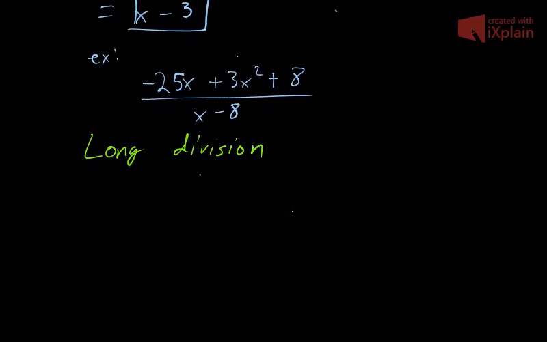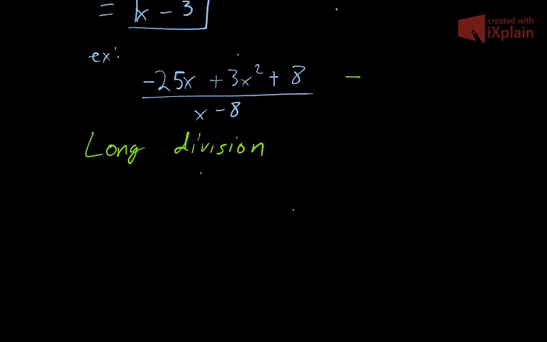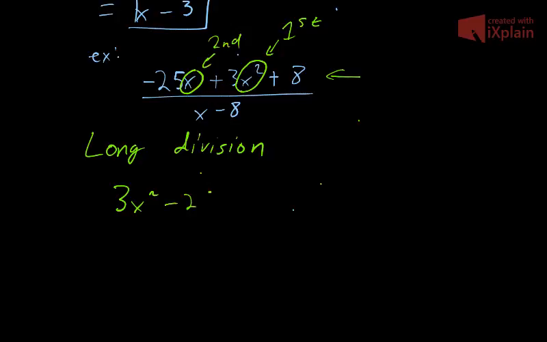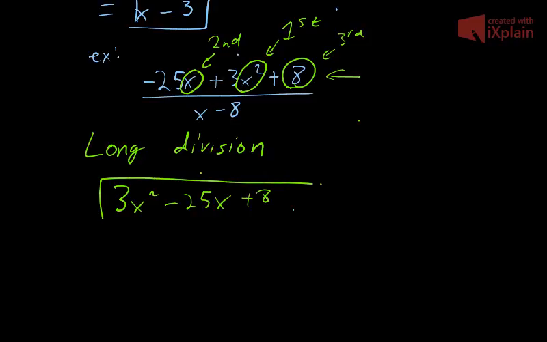What I'm going to want to do is start by writing this in standard form. What that means is I'm going to put my x's in order from the biggest x to the smallest x. My biggest x is the x squared, so this is going to go first. So I have 3x squared. This is going to go second: minus 25x. And then this has no x left, so it is going to be third, plus 8. And I want to see how many times x minus 8 will go into this.